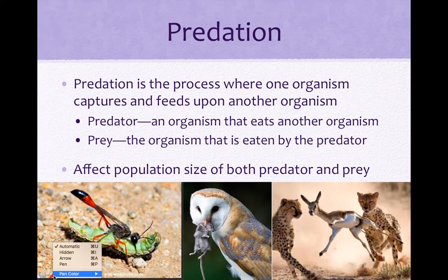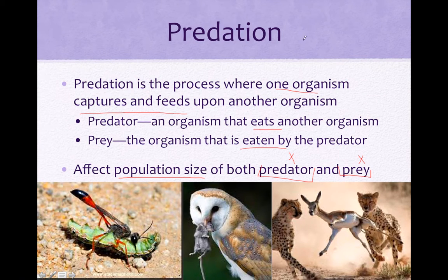Another relationship that we're going to talk about is predation, where one organism captures and feeds on another one. The predator is an organism that eats, obviously, and the prey is the one that is being eaten, and this can affect the population size of both the predator and the prey. And here's how it can do that. The predator, if it can't find any food, is going to starve and die. If there are a lot of predators in the area, then obviously the prey are going to begin to die because those predators are going to hunt them.